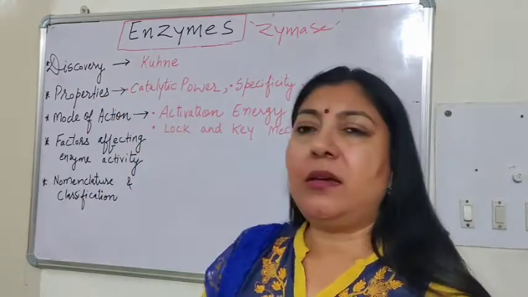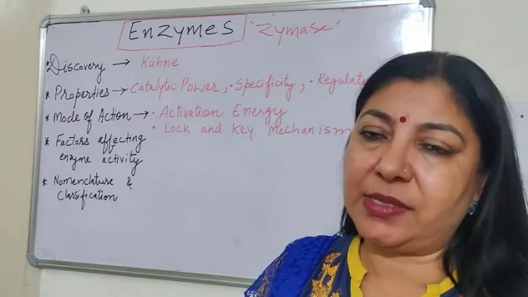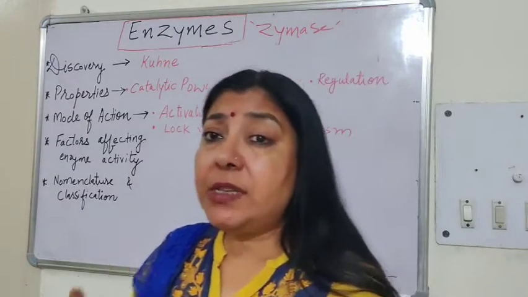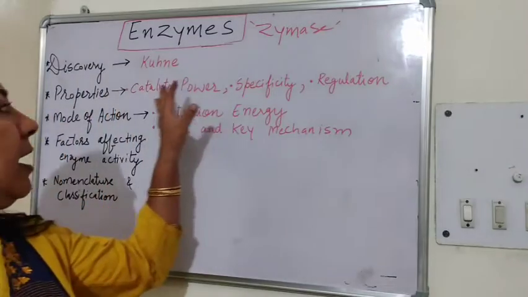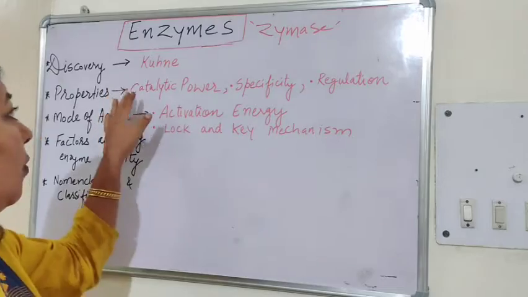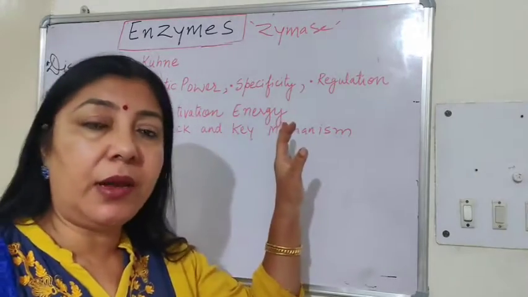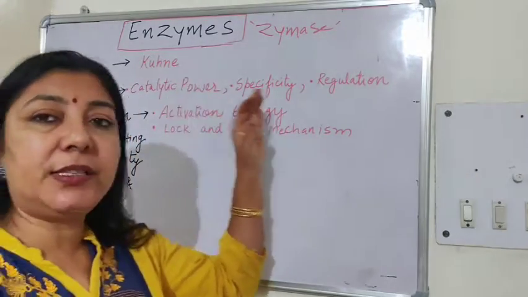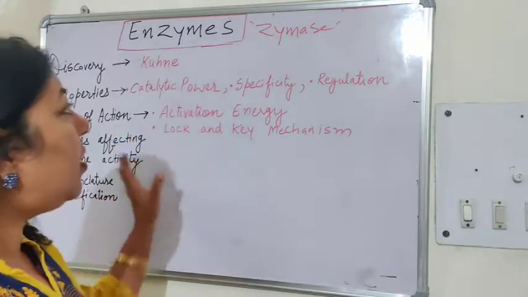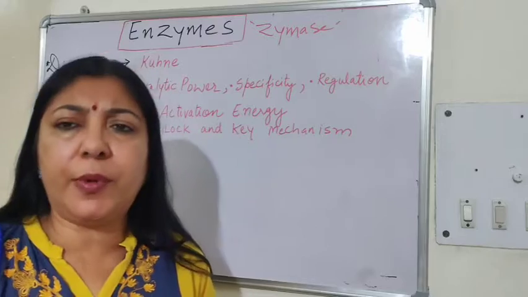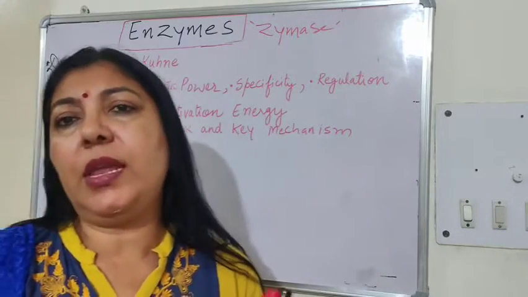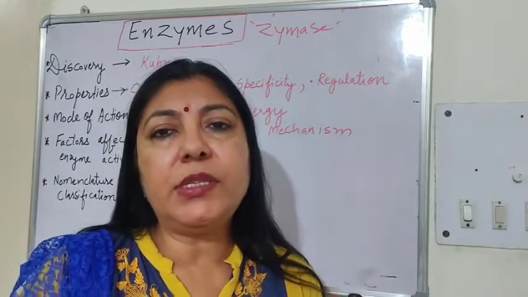Let us first see the general properties of enzymes. When we study enzymes, we have to take care of three particular properties. One, their catalytic power. Second, their specificity. And third, their regulation. Before coming to these properties, let us first see what enzymes are chemically.